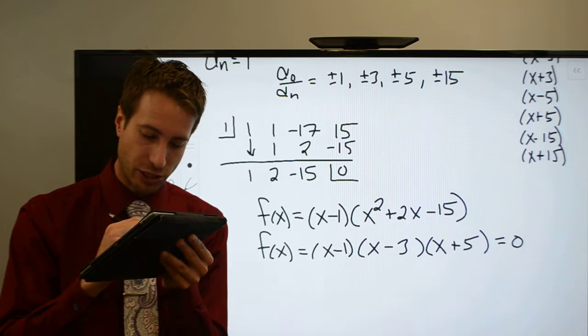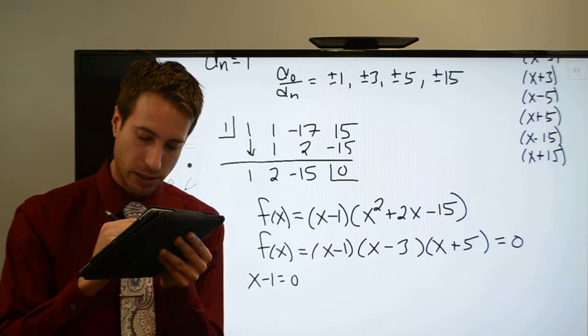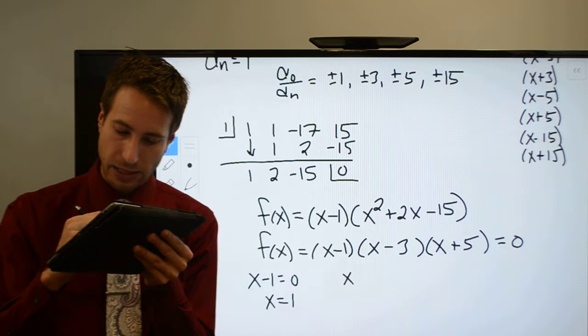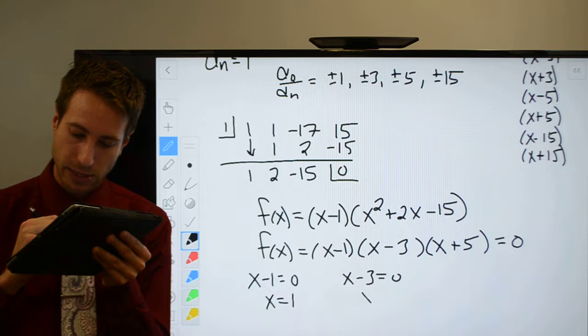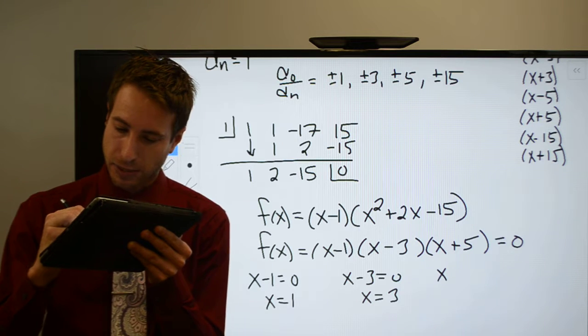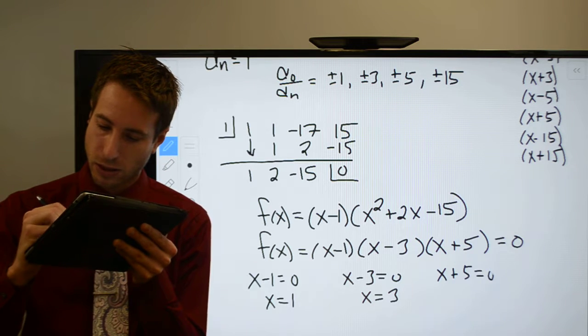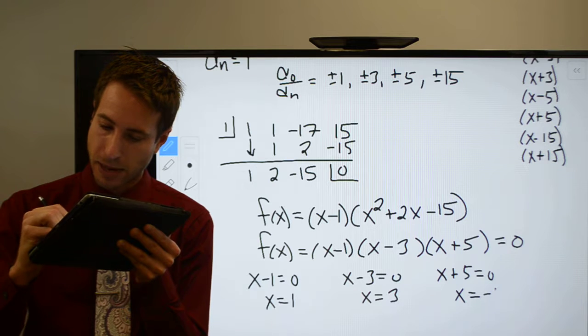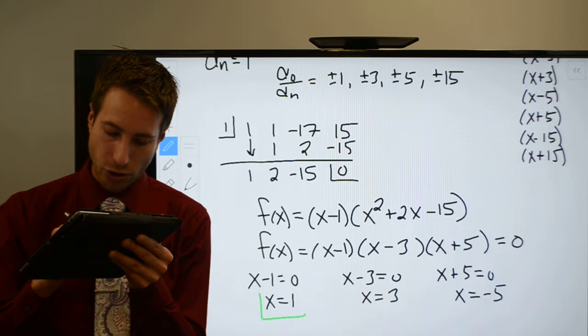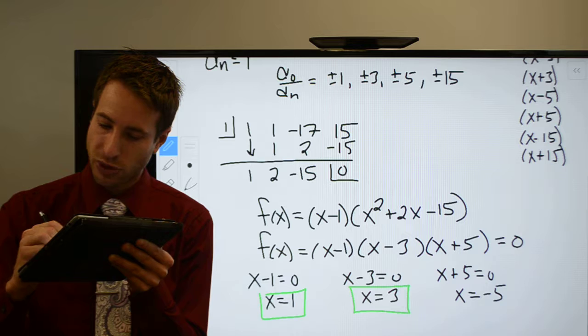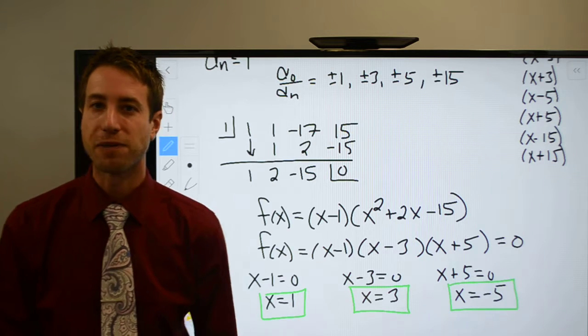Zero product property lets you split them up. X minus 1 is equal to 0, which means x is equal to 1. X minus 3 is equal to 0, which means x is equal to 3. And x plus 5 is equal to 0, which means x is equal to a minus 5. I had a third degree polynomial. I get 3 zeros, which means I'm confident that I did it right.